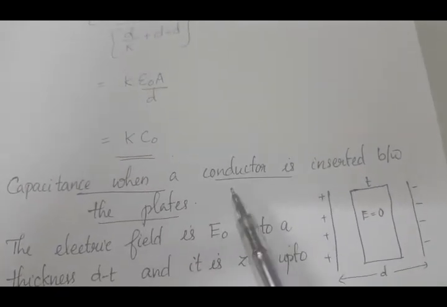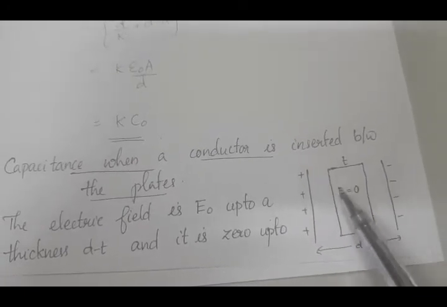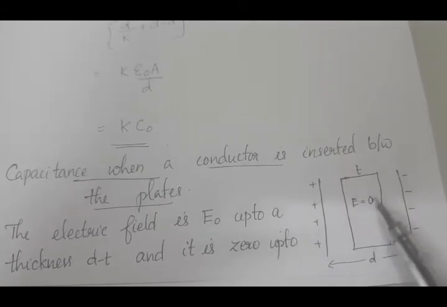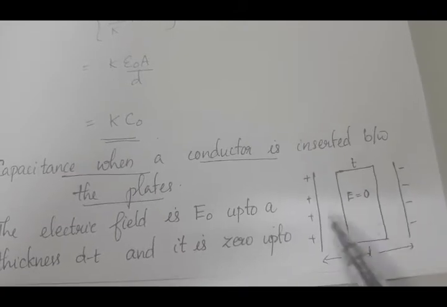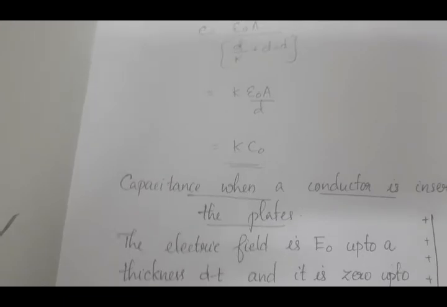Now, capacitance when a conductor is inserted. When a conductor is inserted, the electric field inside the conductor will be equal to 0. That we have already learned in chapter 1. So the electric field here will be 0. So the electric field will be only in the region where air is present. So that term will be changing. We will see that term.